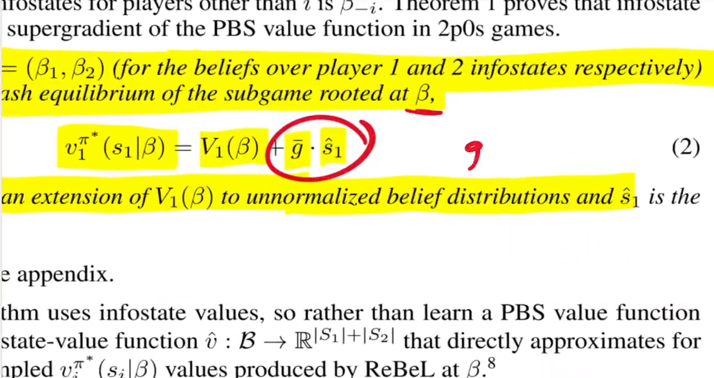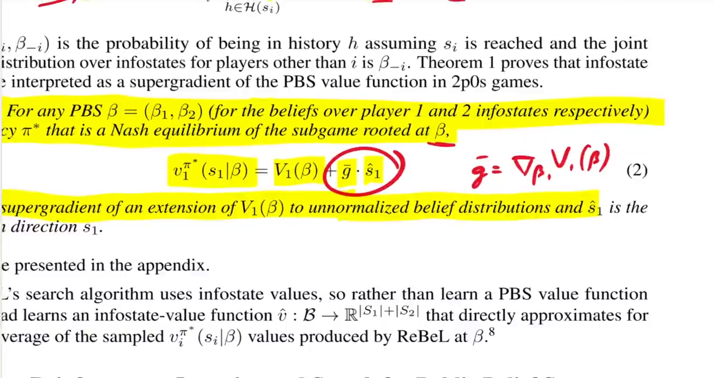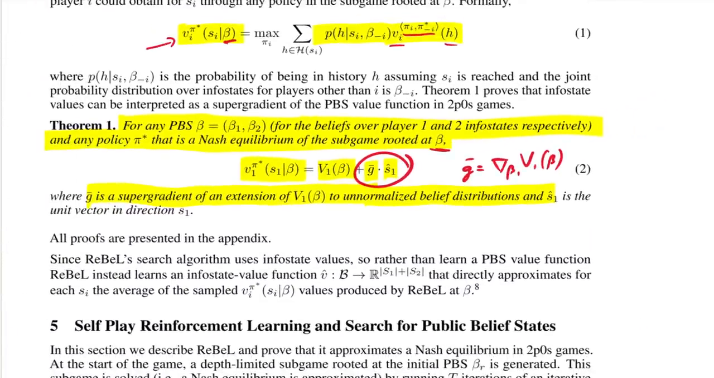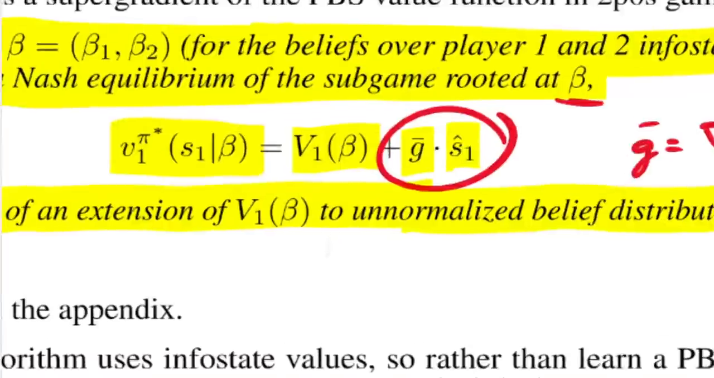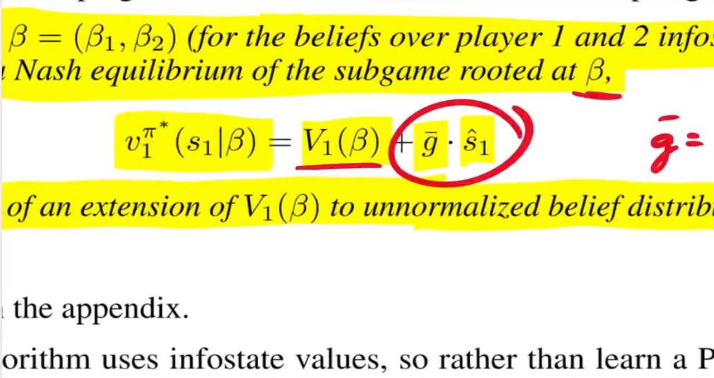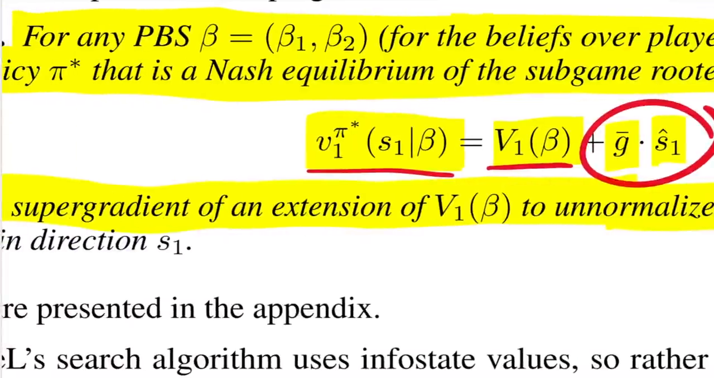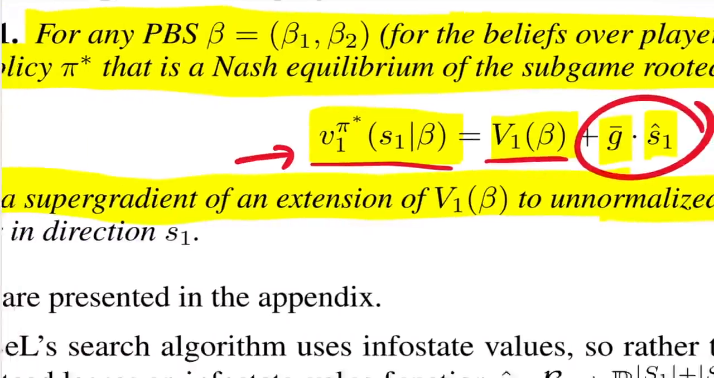As I understand it, this G is the gradient with respect to probably beta 1, if we care about S1, of V1 of beta. Something like this. As I said, this is where I don't 100% see through it. But what I understand is that this connects the value of the public belief state to the value of the individual info states that are part of this public belief state. So we don't need a value function for public belief states. We can simply get away with learning a value function for the individual info states. And that's what they do.